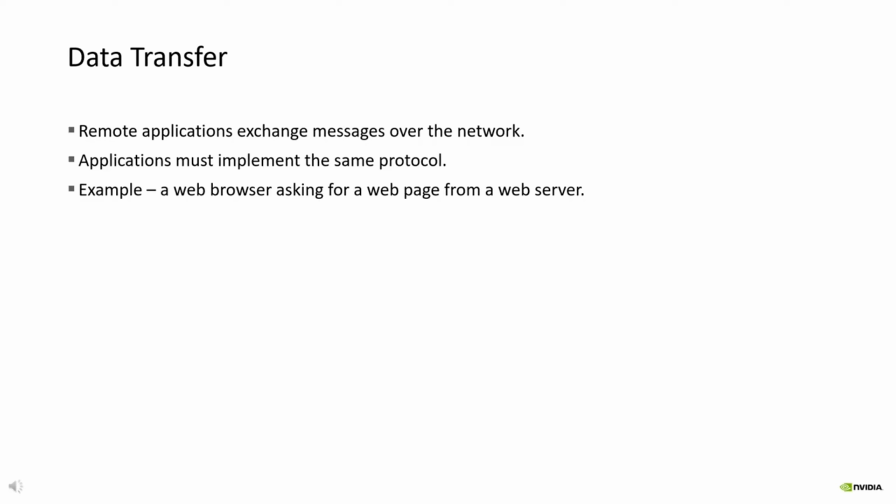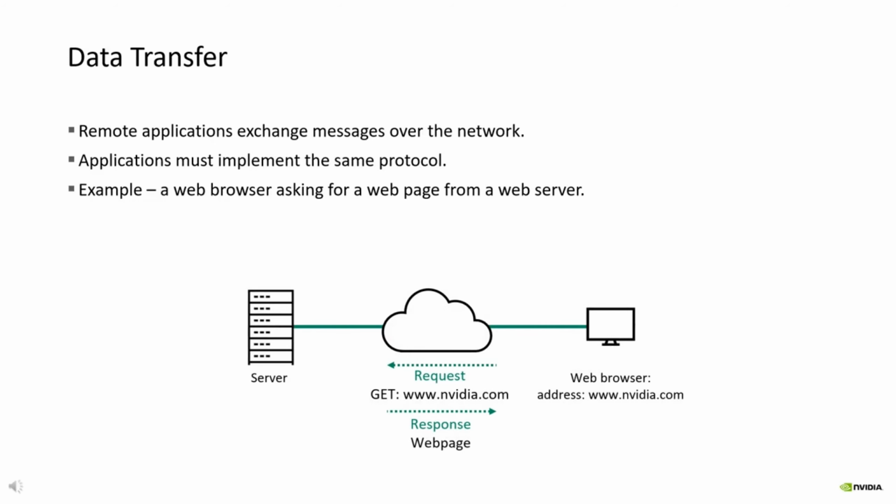We need to keep in mind that the main goal of having a network is data transfer. Let's see how it works. We have two remote applications that generate messages, and those messages are exchanged between the two applications. For the applications to be able to understand each other, they must implement the same protocol. One example of this concept would be using a web browser to view web pages. On one end, the application is the web browser, and on the other end, the application is the web server.